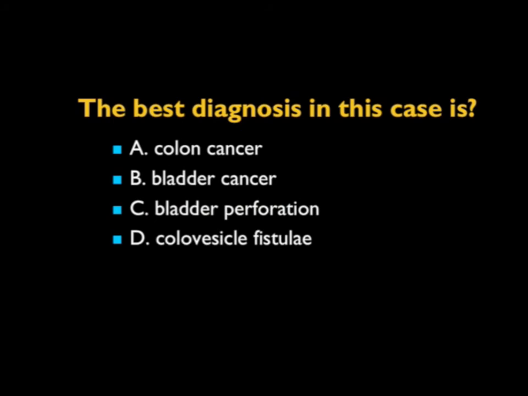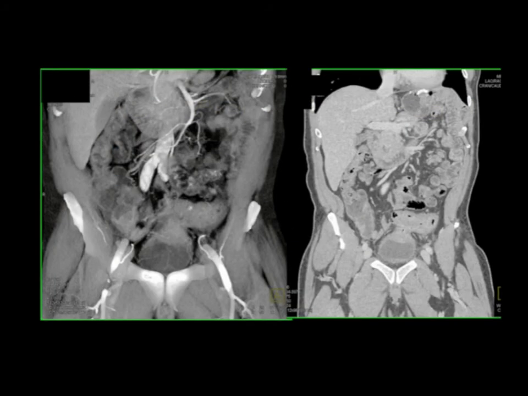In this case, I asked you for the best diagnosis. 2 images, one 3D, one coronal. You look carefully, and what you recognize is there's soft tissue thickening, and in fact, there's communication between the sigmoid colon and the bladder. Now, the best diagnosis, I guess it could be bladder cancer invading the colon, and I guess it could be colon cancer invading the bladder.